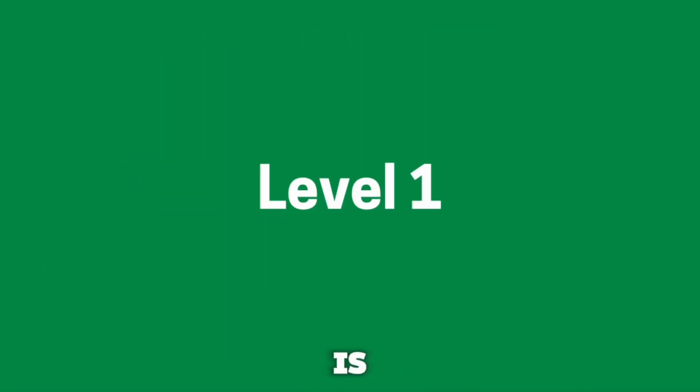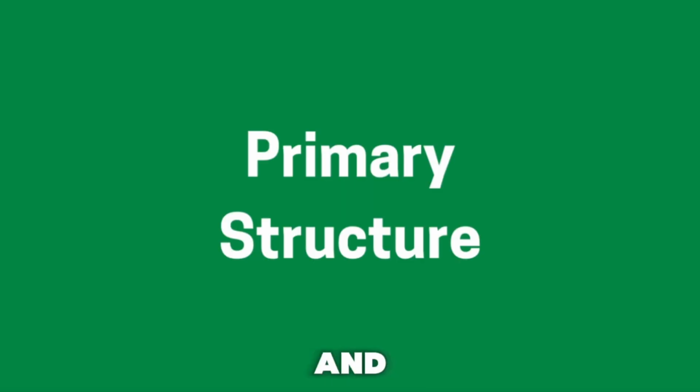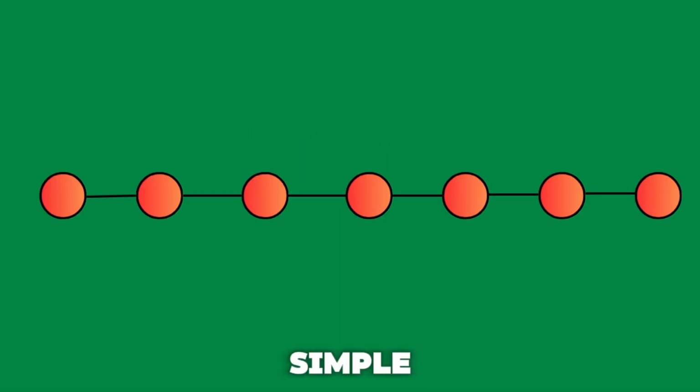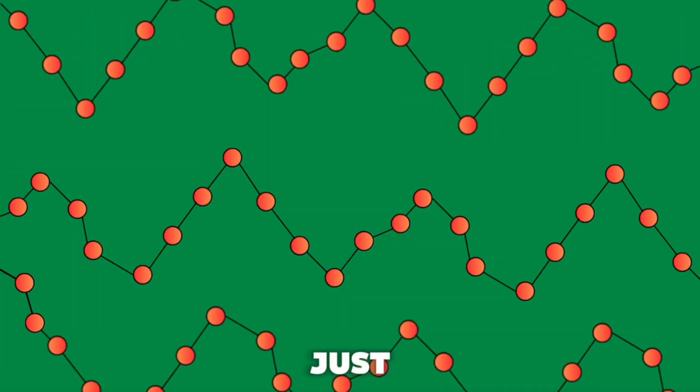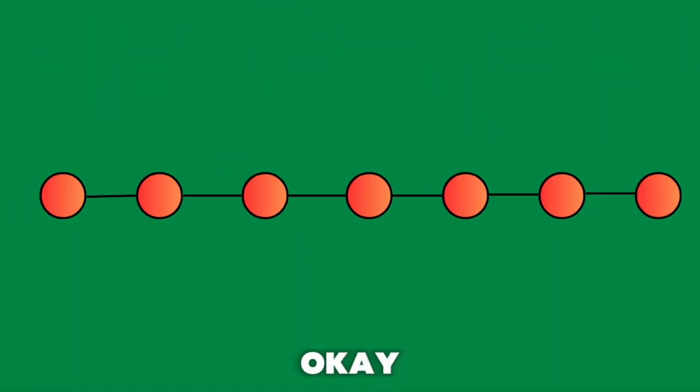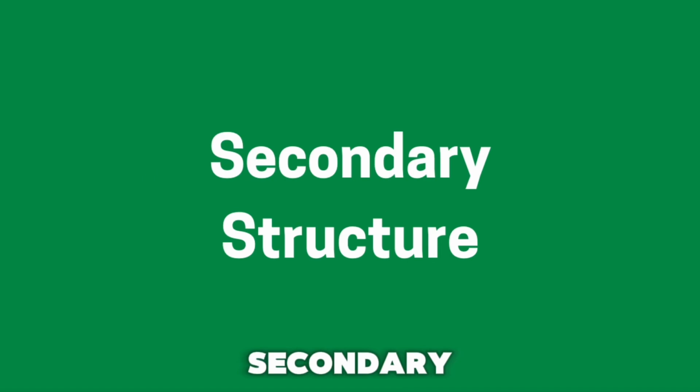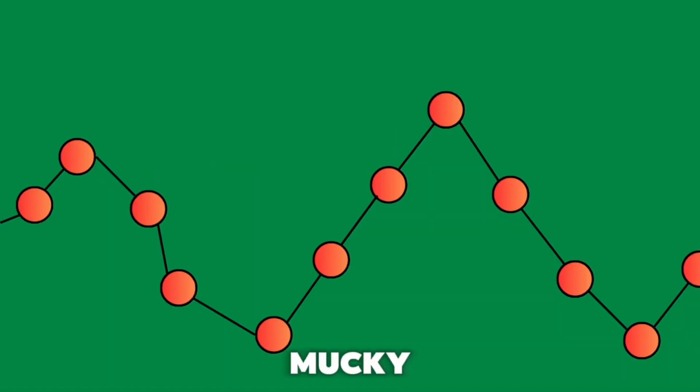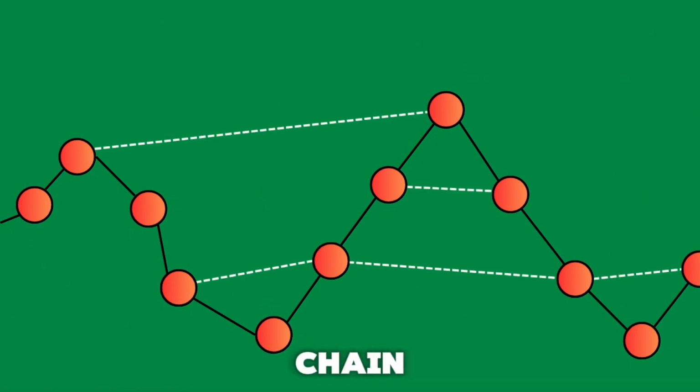So a quick last episode recap, right? Level 1 is the primary structure, and it looks a bit like this, okay? It's a very simple, regular structure. It's not very weird or complicated. It's just a very straight chain, normal structure, okay? And then here you've got the secondary structure, which is level 2. And here it starts to get all weird and mucky, right? It starts to bend and form these weird bonds in between the chain, right?